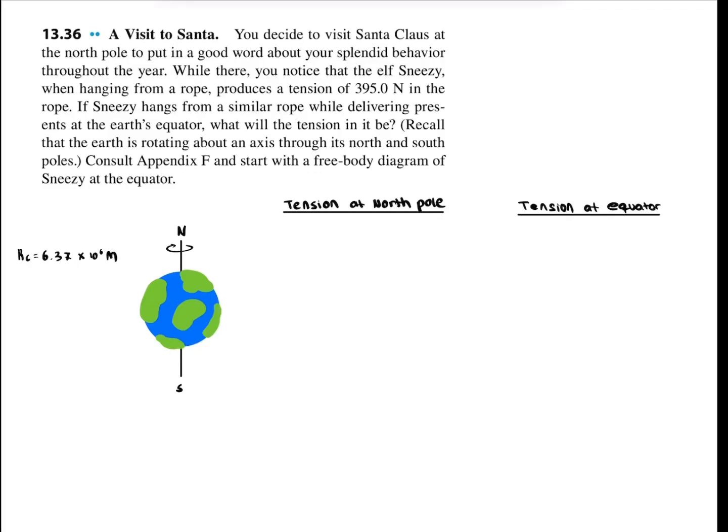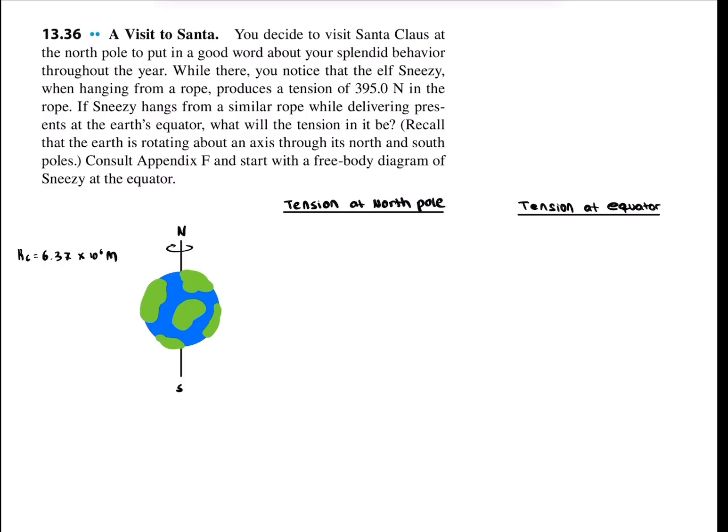Hi guys, today I will be solving question 13.36 from Young and Freedman's University Physics textbook. A visit to Santa. You decide to visit Santa at the North Pole to put in a good word about your splendid behavior throughout the year.